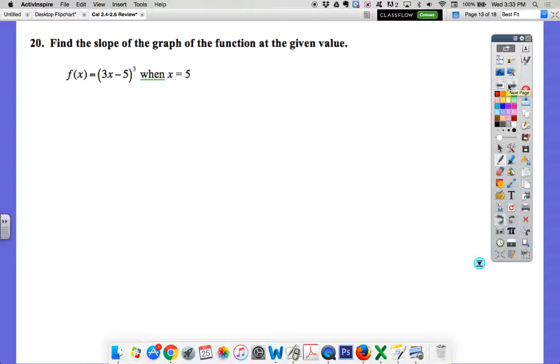All right, so find the slope of the graph of the function at the given value. So I'm hoping that y'all remember slope means derivative.